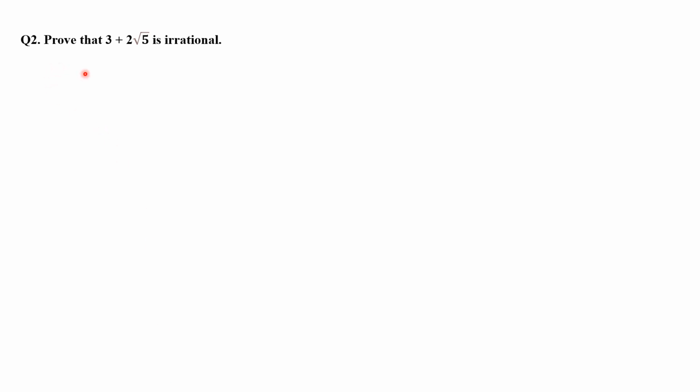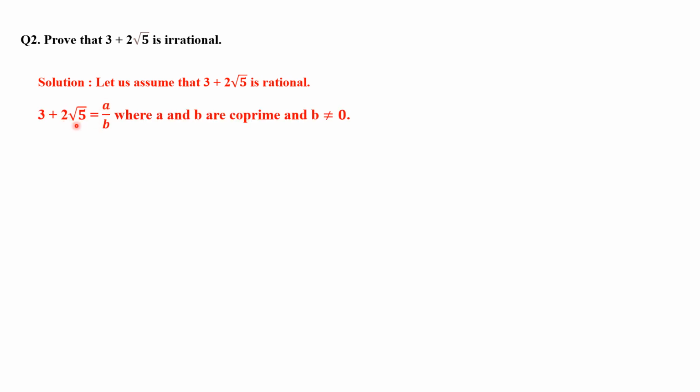Question number 2. Prove that 3 plus 2 root 5 is irrational. To solve this question also, again I'm going to assume that 3 plus 2 root 5 is a rational number. If it is a rational number, we can write it in the form of p by q such that p and q are co-prime numbers and q should not be equal to 0. So here I have taken 3 plus 2 root 5 as a by b, where a and b are co-prime and b is not equal to 0.